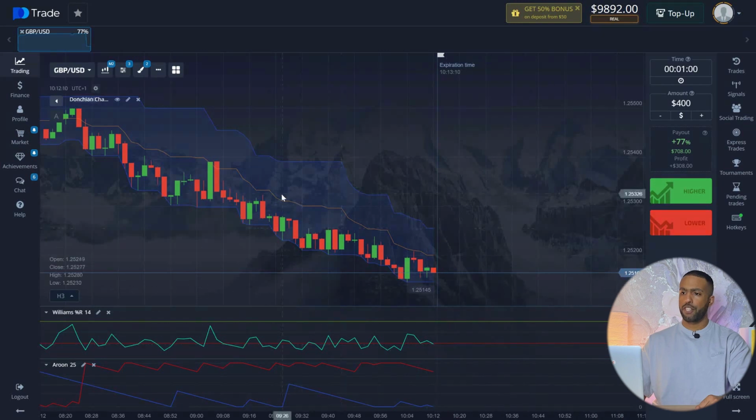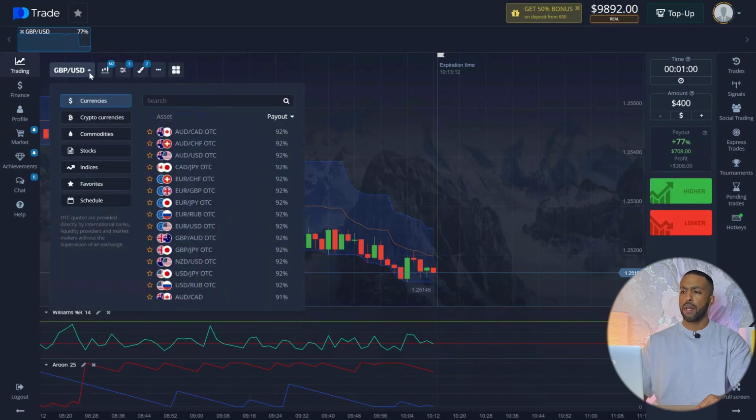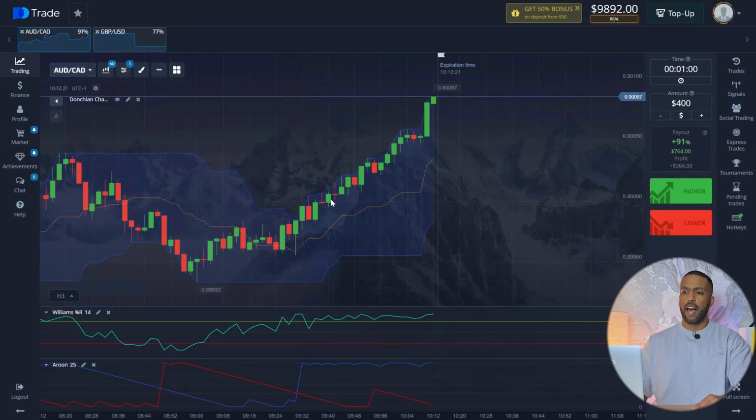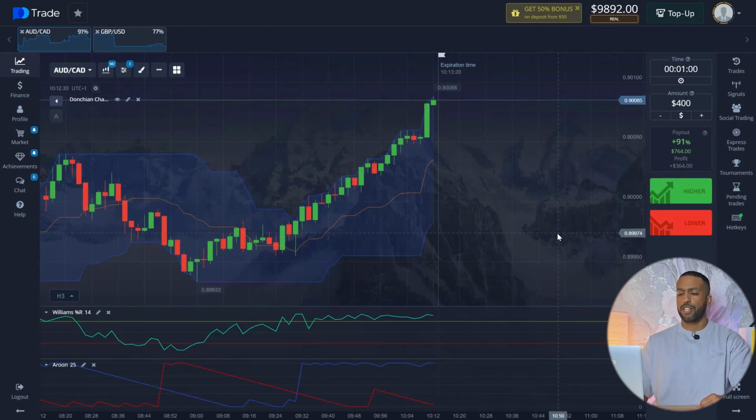Before we start, let me change the currency pair we have right now because the payout here is 77%, and I'll choose the Australian dollar and the Canadian dollar currency pair because it has the highest payout amongst these currency pairs. And I'm gonna keep the M2 time frame and the technical indicators. We have the Donchian channel, the Williams R%, and the Aroon indicator. So let's get going, guys.